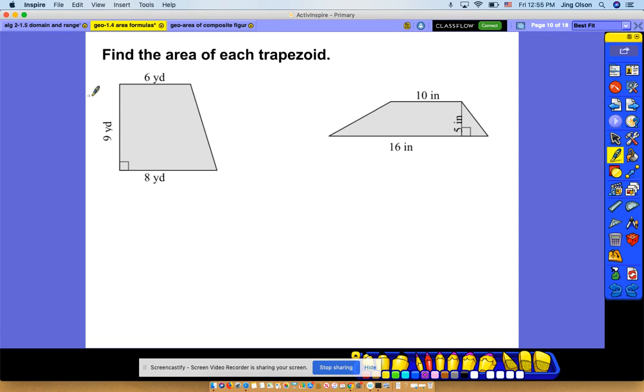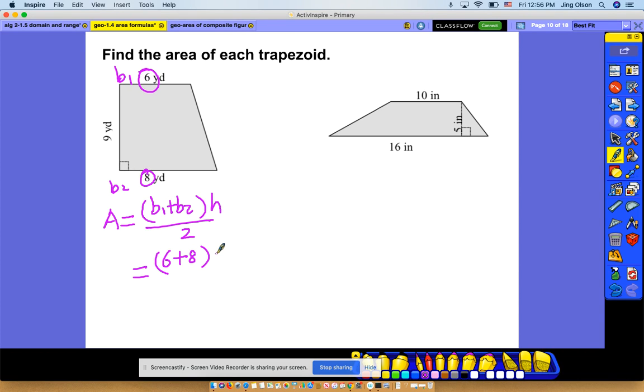Trapezoid. Okay, area of trapezoid. If you remember what it is, recall the triangle one. Base times height divided by 2, but a trapezoid has 2 bases. So you can add the 2 bases first. Base 1 plus base 2, and then times height divided by 2. Okay, this is my base 1, B1, this is the B2. So 6 plus 8 times the height, which is 9, then divided by 2.